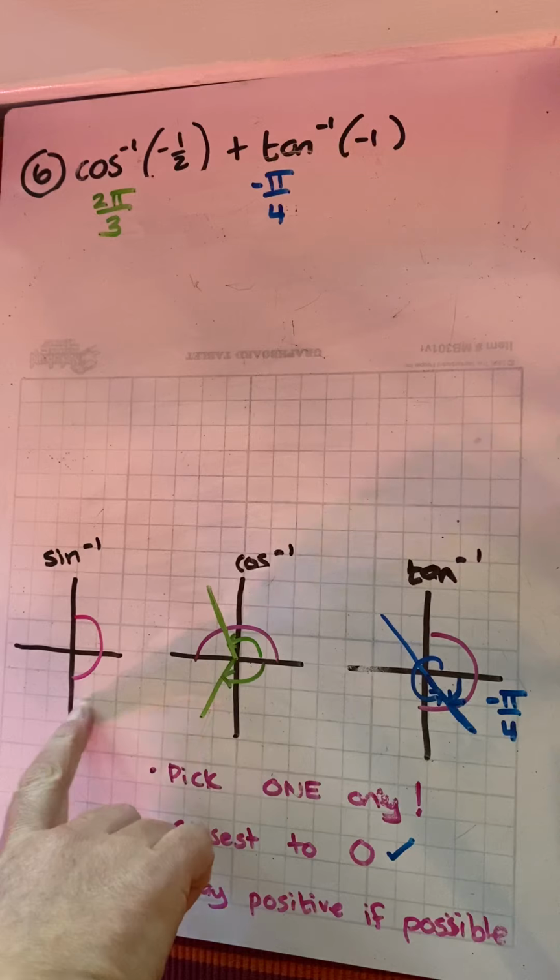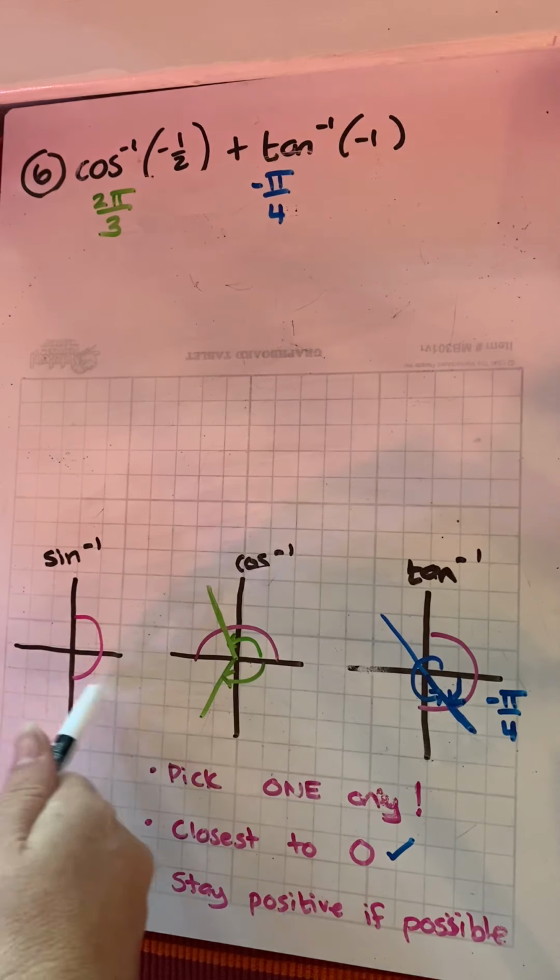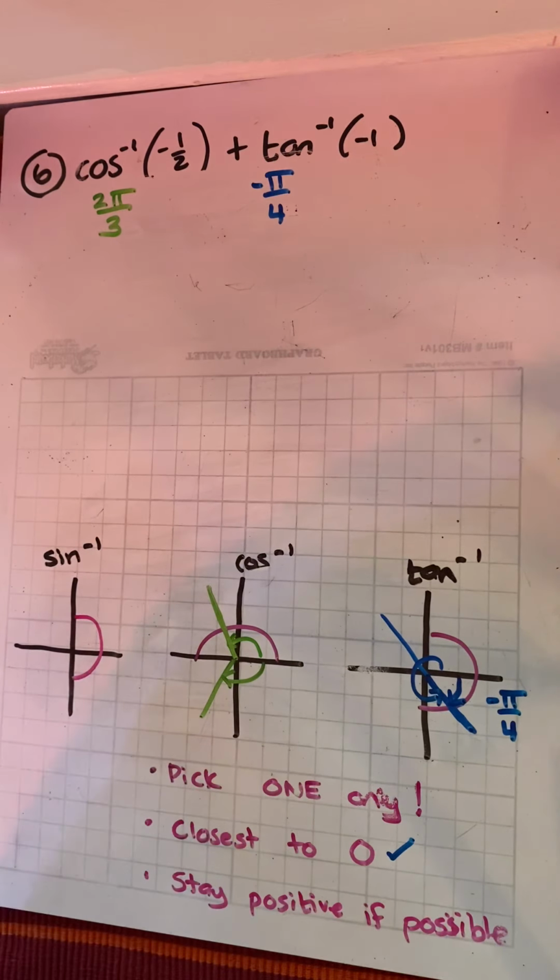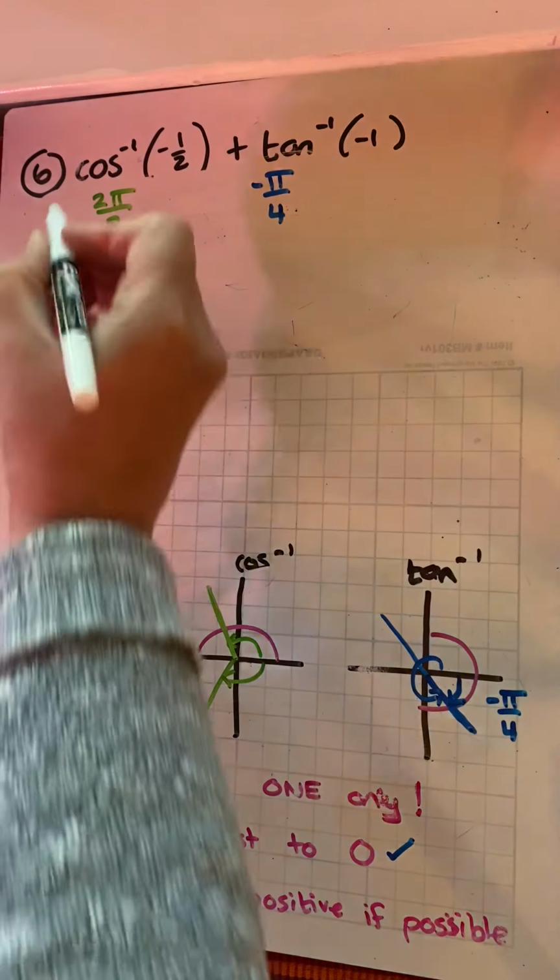If you were doing the inverse of a sine function, then your two solutions would be either in the first or the fourth quadrant, depending on if they're positive or negative.